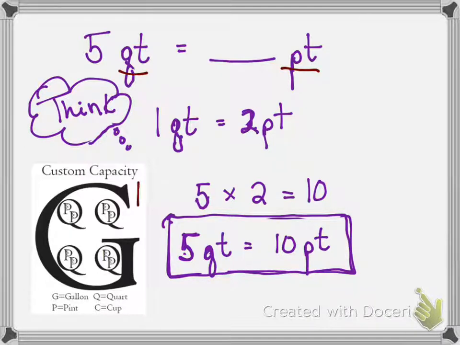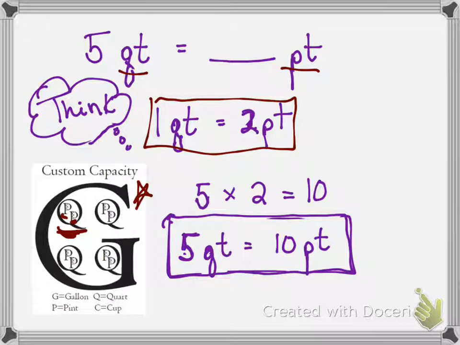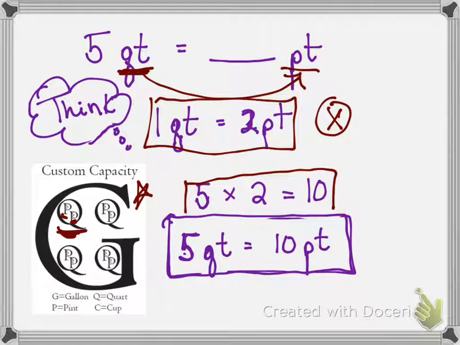Well, we need to look at our G chart here and see how many quarts is equal to a pint. If we see over here, 1 quart is equal to 2 pints. So right here is going to help us solve this problem. Because we're going from a bigger unit to a smaller unit, we know that we are going to multiply. And here it is. 5 times 2 equals 10. So 5 quarts is equal to 10 pints.